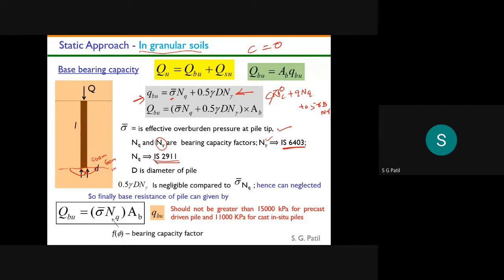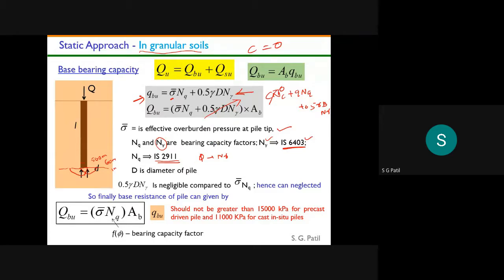Okay, in IS 2911 there is a chart where for different phi values we have N gamma values. Later on I will show where to see this chart in IS 2911. Anyway, IS 6403 already explained, in Table 1 they have given NC, NQ, N gamma for different phi values. For the N gamma value you have to refer to 6403, and for the NQ value you have to refer to 2911.